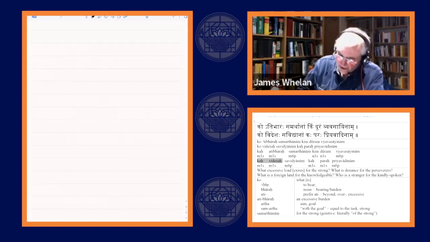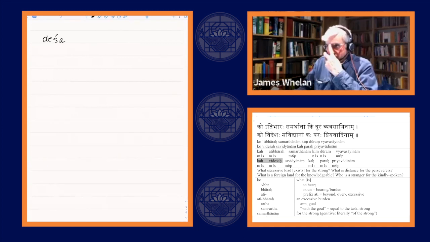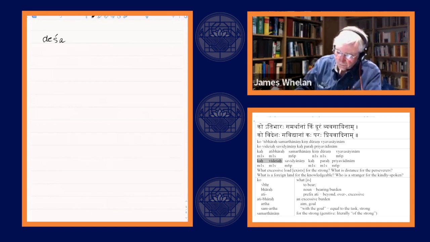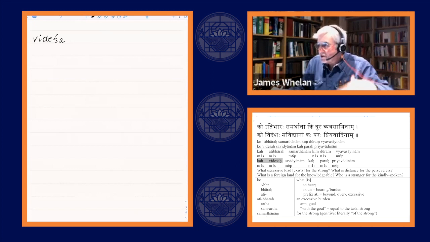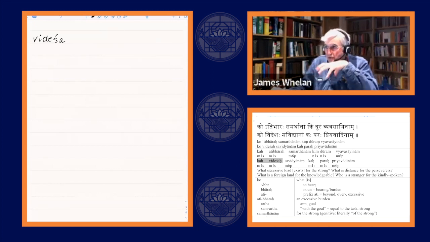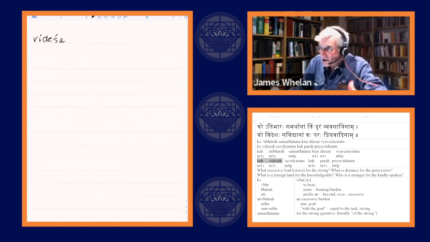Desha means a country, a location. And videsha, the vi with the meaning of separation or distance, videsha is a foreign land, a strange place. You're away from your own desha and you're in a videsha, a strange place.